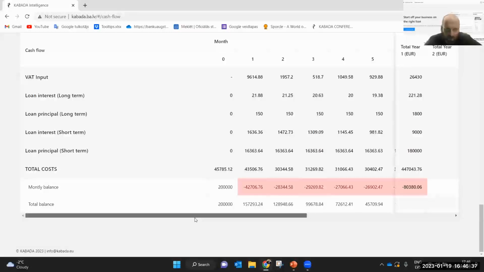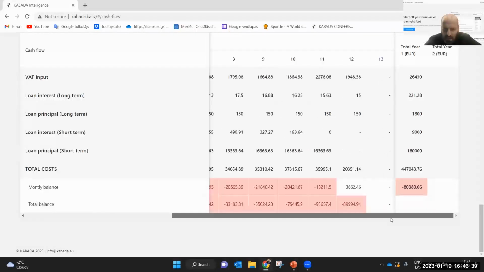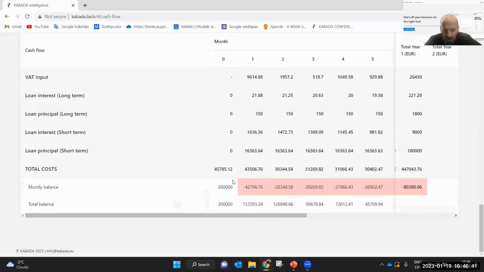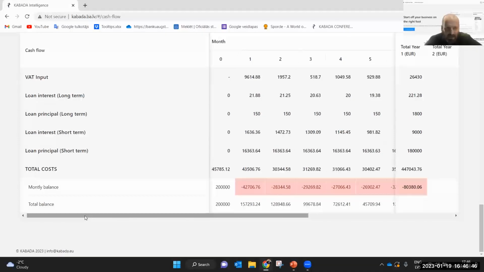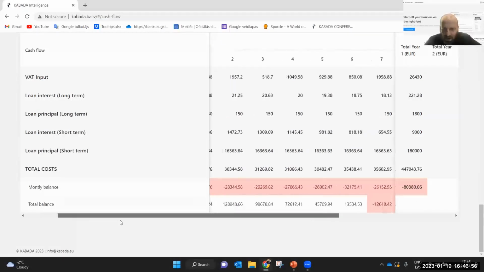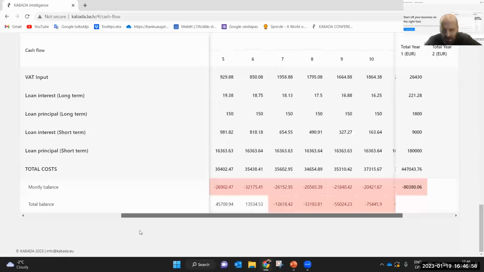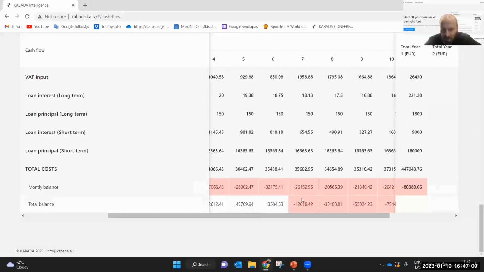What is an important outcome is that you can see how your cash flow is doing over the months, let's say by months. What is your monthly balance and what is your total balance on your account? And for example, here you can see that some red flags are coming out already in the seventh month. So obviously, if the situation is like this, you have to go back to your projections for costs and maybe for sales plans.